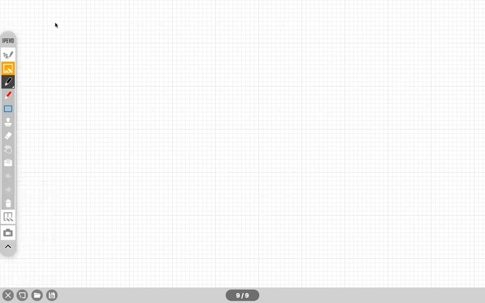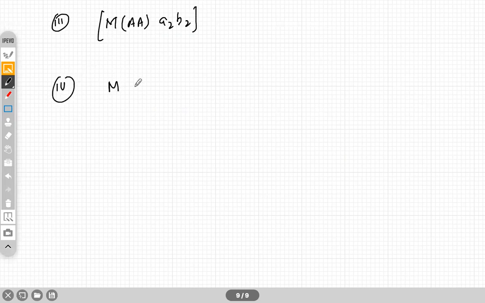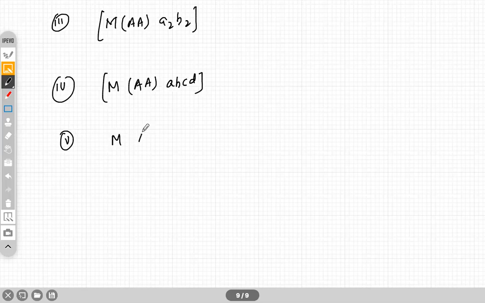Next one you see, third type, MAA, A2B2. Tell me the number of GI. MAA, ABCD.